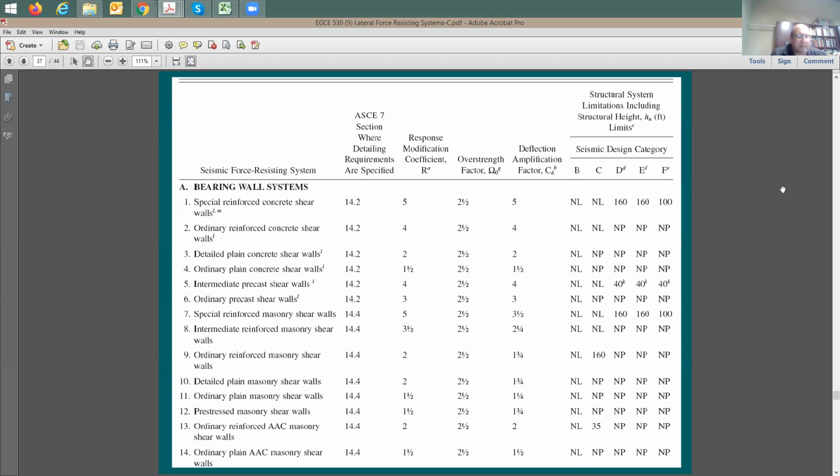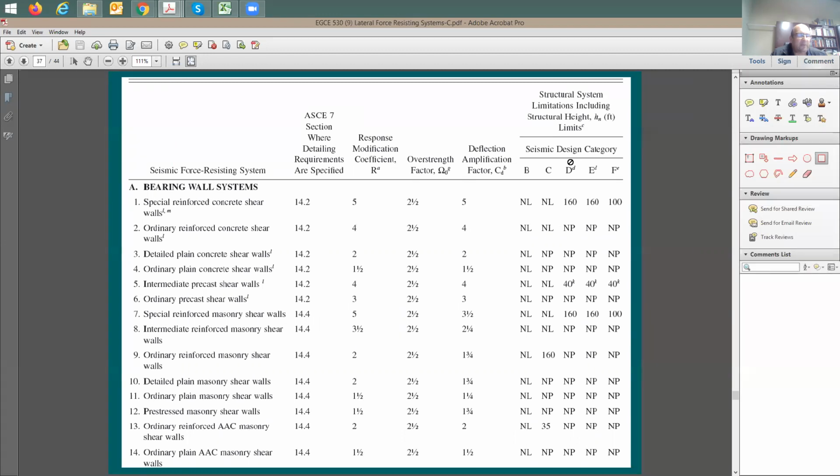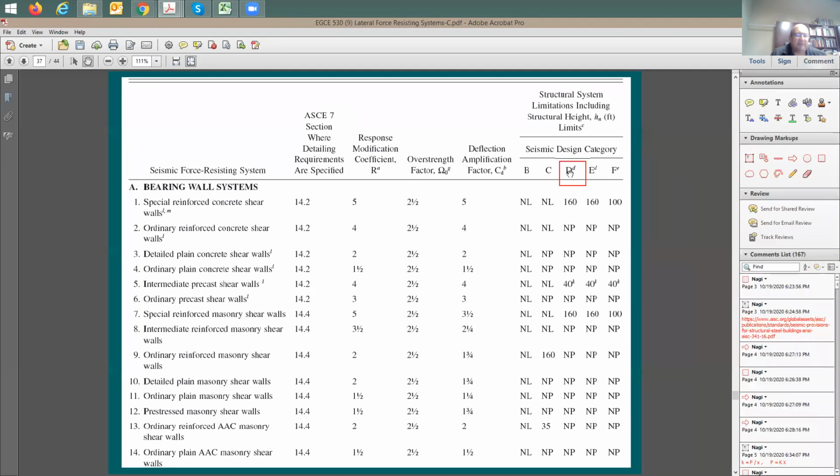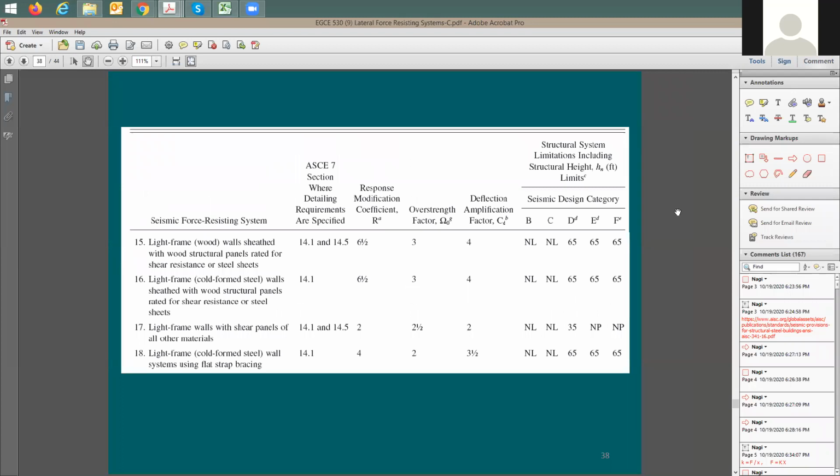So, for example, if I tell you I have a building that I'd like to put in seismic design category D. So I pick this seismic design category, right? You cannot change this. This is going to be based on the site, correct? Not on the system. And my building height is going to be 200 feet. Can I use anything here in this page? Any of these systems? No. Anything here? No, no, no.